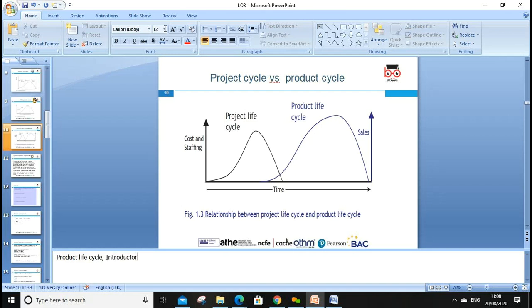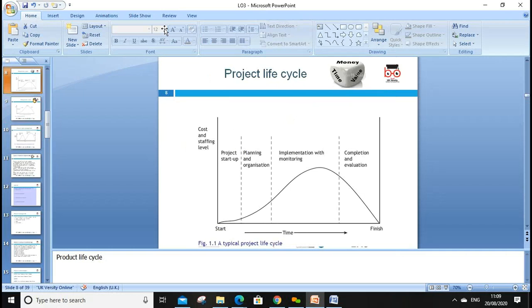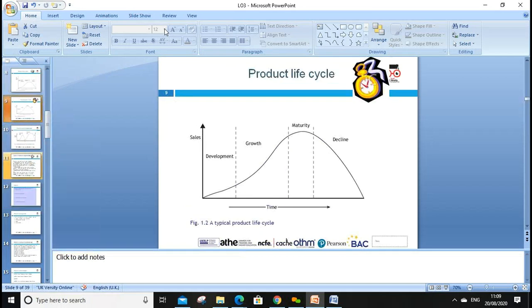We call them the introductory stage, growth, maturity, and decline. We need to look at decline. So these are the key stages in the product life cycle, and the project life cycle we already covered: startup, planning, implementation, and completion. That's what we discussed now.